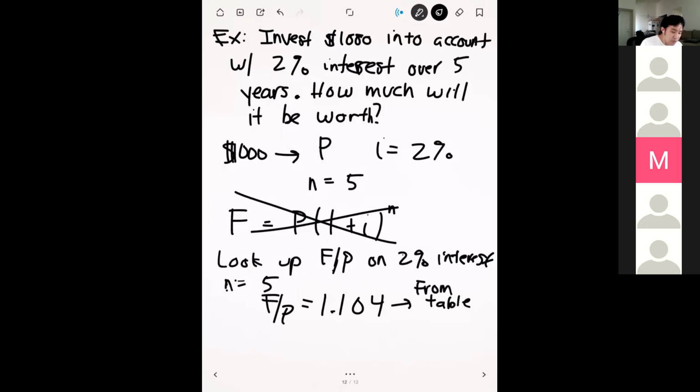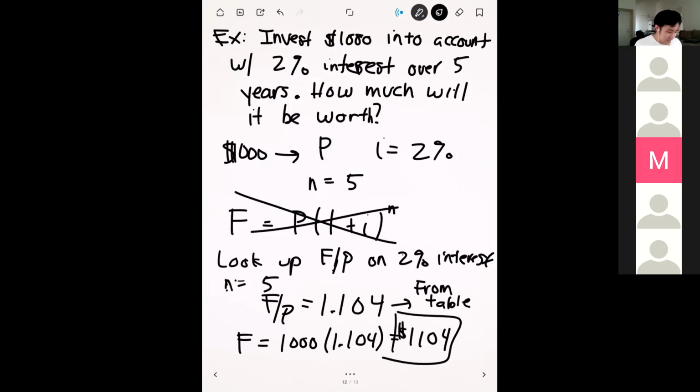In order to compute the future worth, we would say that F is equal to P, which is 1,000, multiplied by the factor in the table, so that's 1.104. And so that's $1,104. You can see it's much easier, right? A lot of you are probably upset because, why did we go through all the formulas when the table makes things way easier?